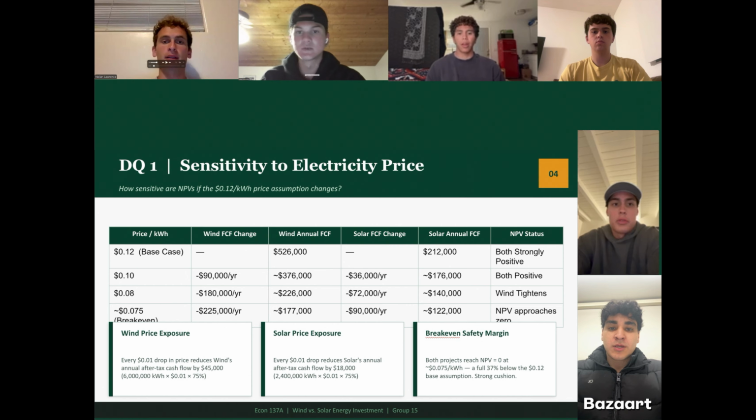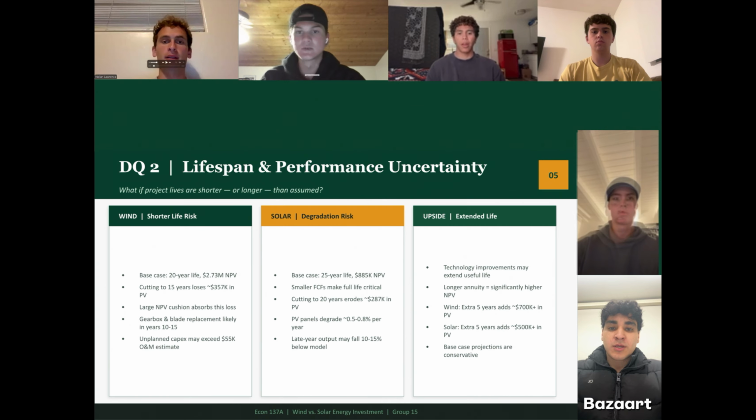In practical terms, it suggests the university should consider locking in a power purchase agreement around 12 cents to protect itself from potential price volatility. So now let's talk about changes in project lifespan that could affect the results. In our model, the wind turbine is assumed to last 20 years, while the solar installation lasts 25 years.